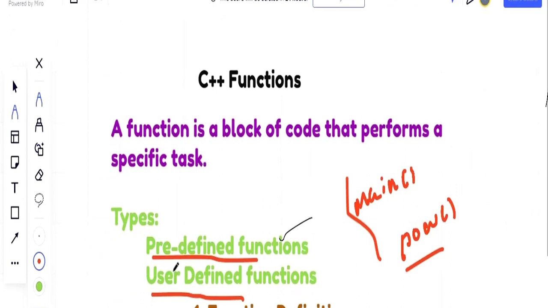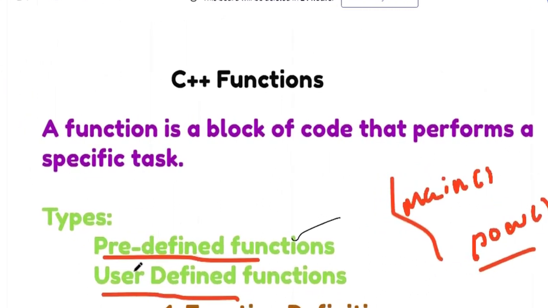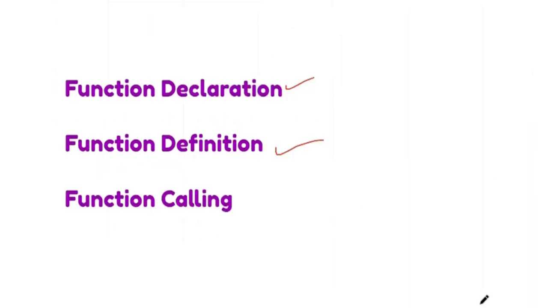Another type is a user-defined function. User-defined functions are nothing but functions where programmers define their own function. That is called a user-defined function. Now in C++, functions have three important things. First one is function declaration, second one is function definition, third one is function calling.